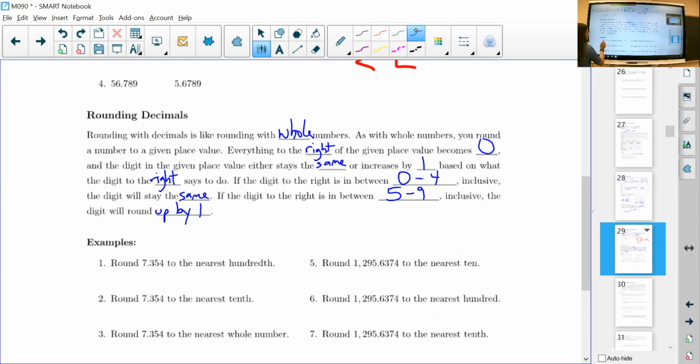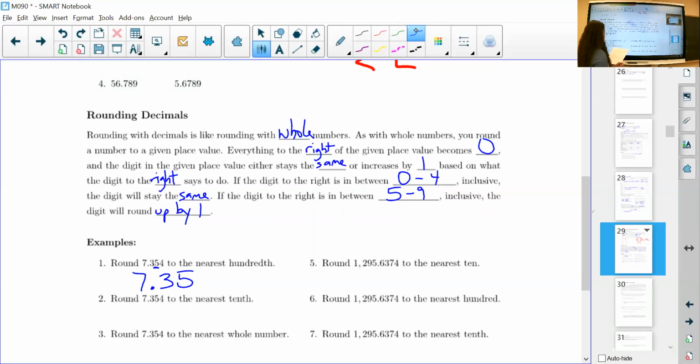7.354, the nearest hundredth. So this is the number I'm looking at. The 4, that's 0 to 4 inclusive. So that says keep it the same. Keep that 5 the same. That 5 does not go up to a 6.